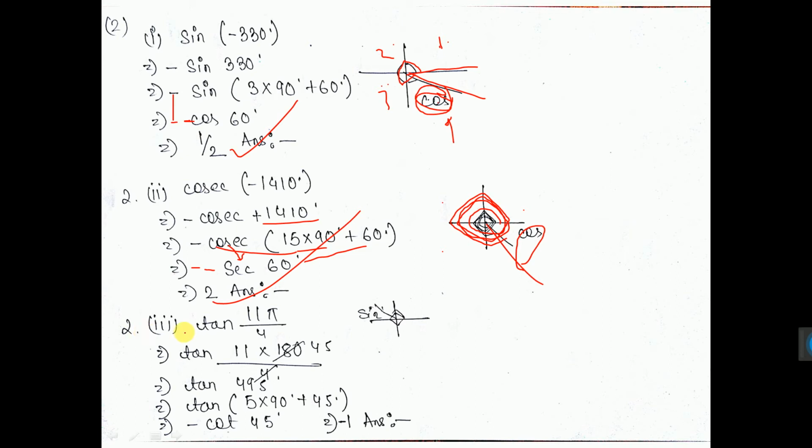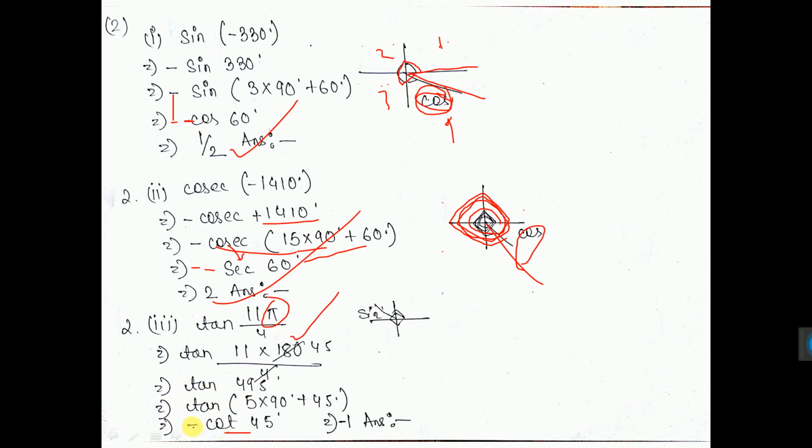Now 2 part 3. Tan 11 pi by 4. Now the value of pi is 180 degree. So put the value: 11 into 45, it will be 495. You can write it as 5 into 90 plus 45 degree. Now tan odd multiple will be cot. I have given one formula. Those who are not understanding here, see the first video of associated angles. You can understand everything, then come and see this video.